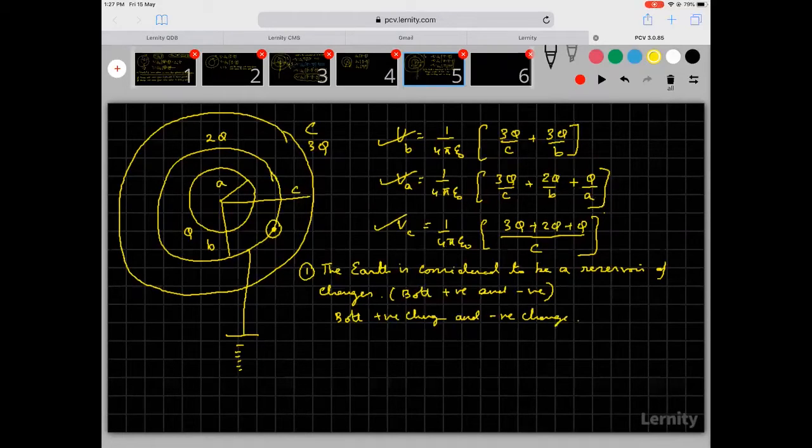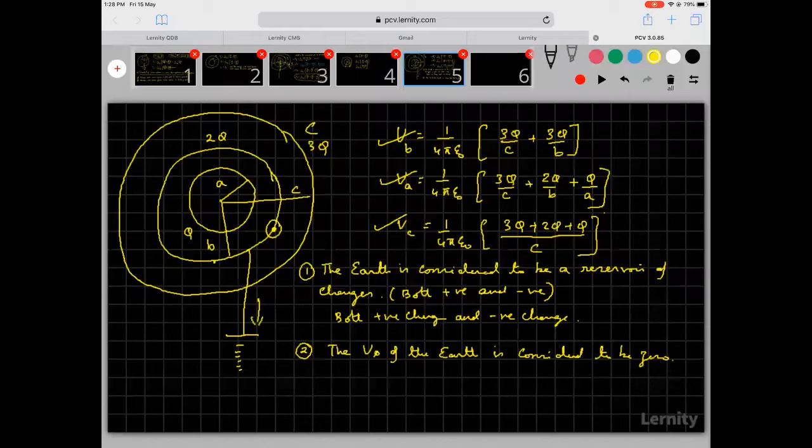Then the second thing is that the potential of the earth is considered to be 0. So the earth is at 0 potential. So the moment you connect it to the earth, what will happen is charge will flow such that this becomes 0 potential.